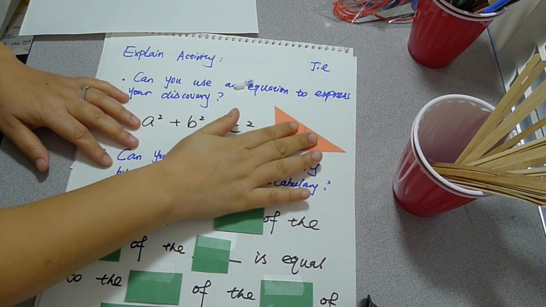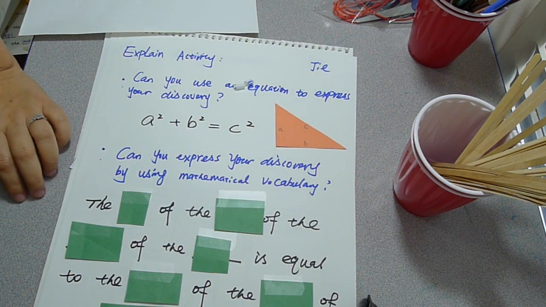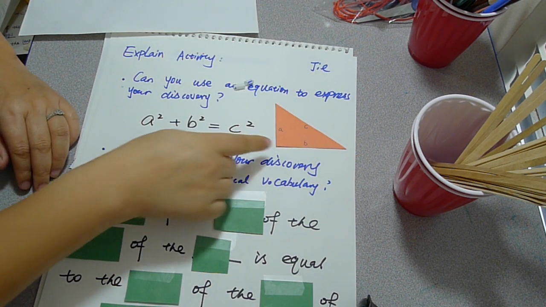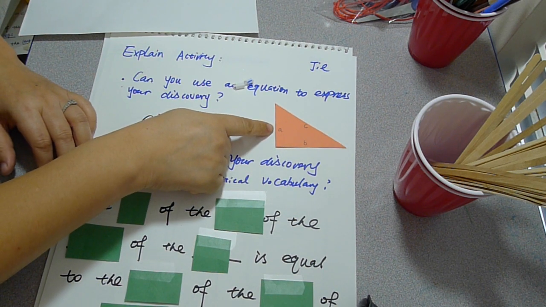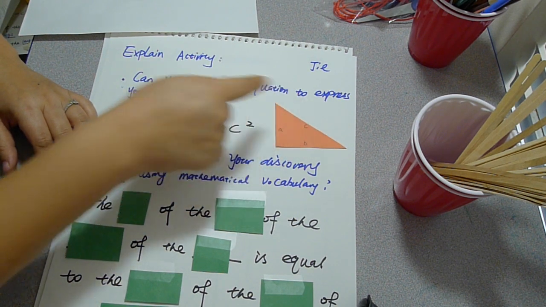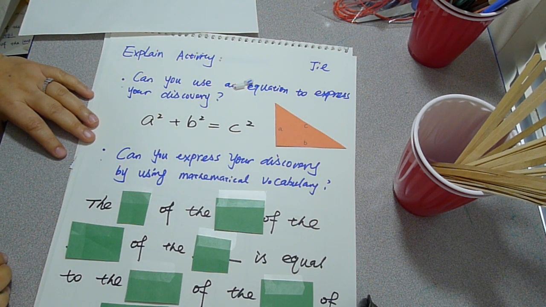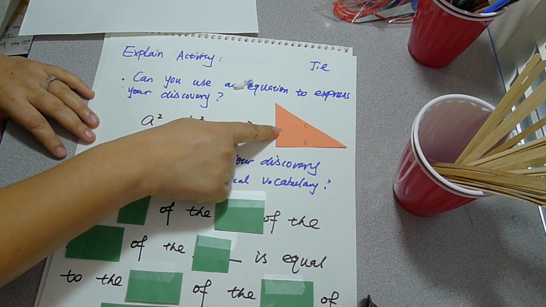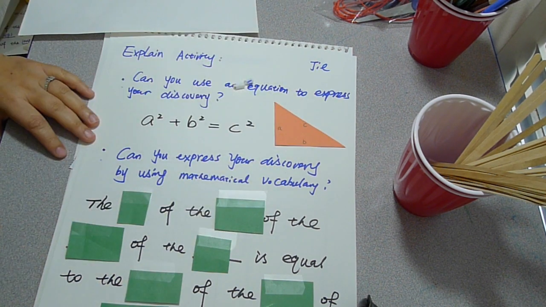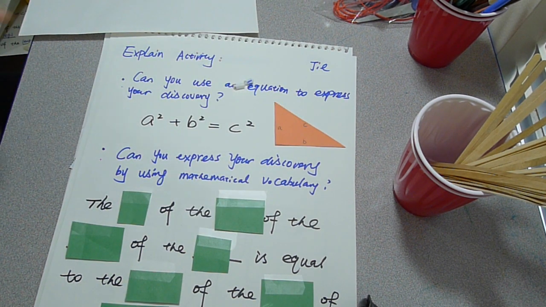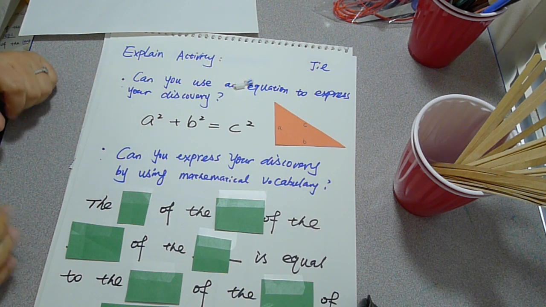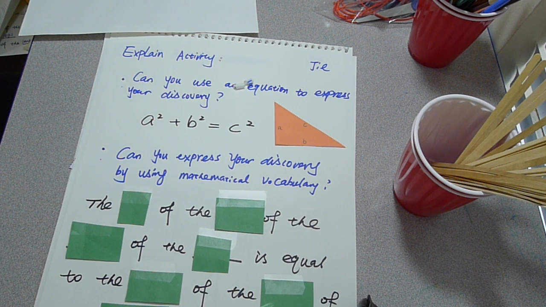And remember the triangle we worked with at the beginning? A, B, C are all sides, the three sides of the triangle, which means A squared plus B squared equals C squared. Okay, so that's the equation, right? Then I will ask students to answer one more question. Can you express your discovery by using mathematical vocabulary?